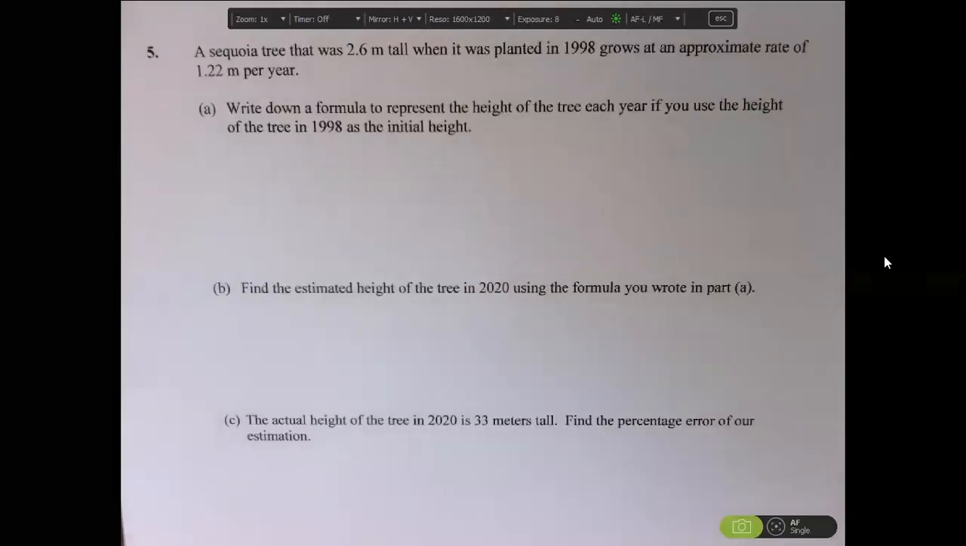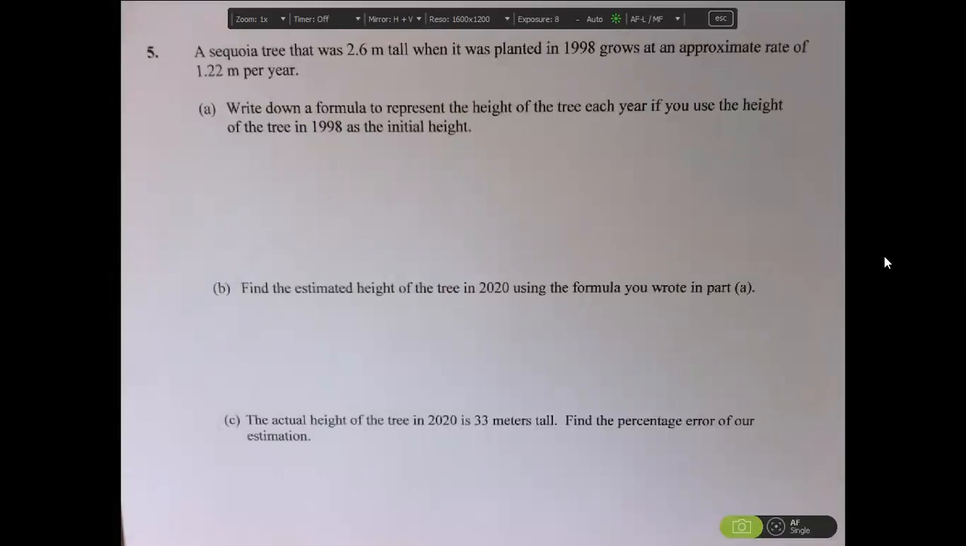All right, on the other side of your paper, we're going to talk about a sequoia tree. So we basically have 2 word problems here. So let's see what we've got. A sequoia tree that was 2.6 meters tall when it was planted in 1998 grows at an approximate rate of 1.22 meters per year. Write down a formula to represent the height of the tree each year if you use the height of the tree in 1998 as the initial height.